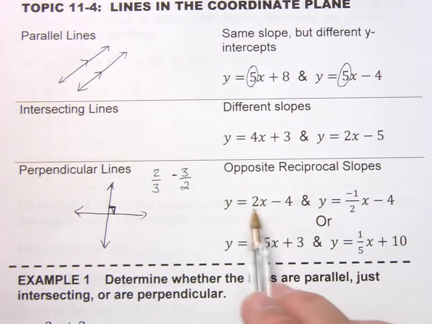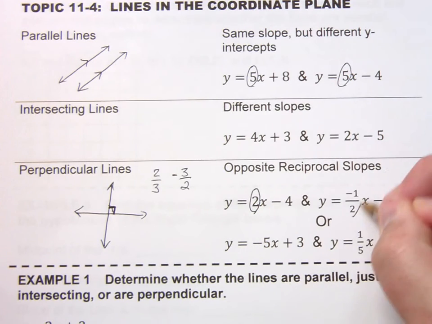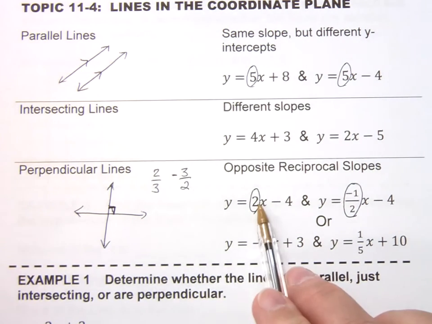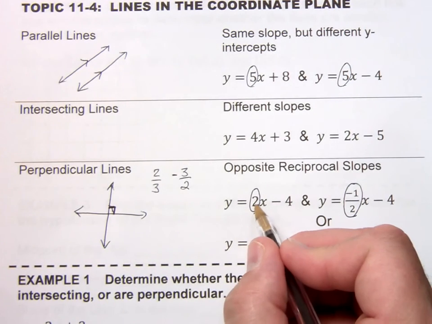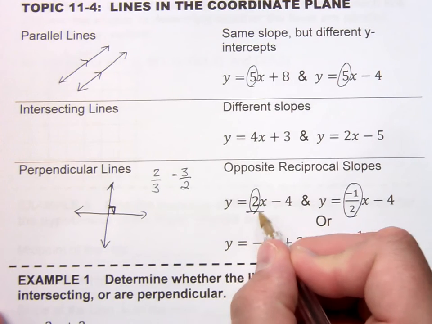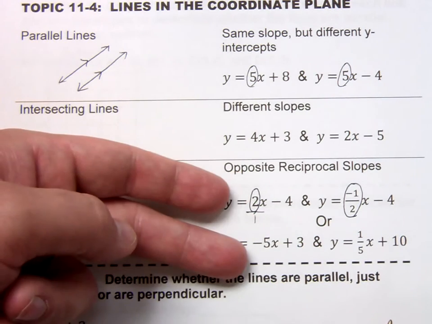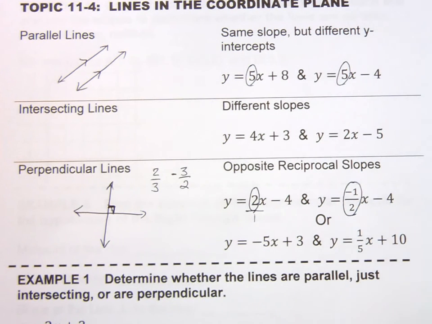So when I check these two equations, the slope here is 2 and a negative 1/2. Those are opposite reciprocals. Now when you have a whole number, in case you're not seeing the reciprocal here, if you wanted to make it into a fraction, you would just put it over 1. So if you want to do the reciprocal, it would then become 1/2, and we change the positive or negative to make that one negative.